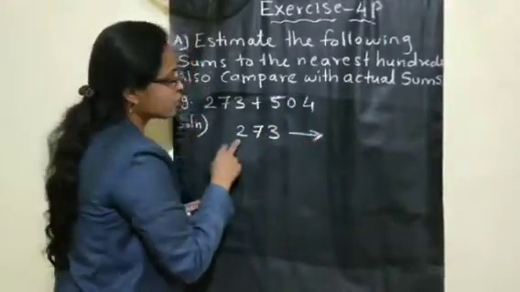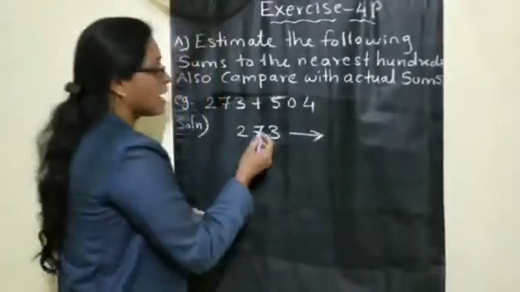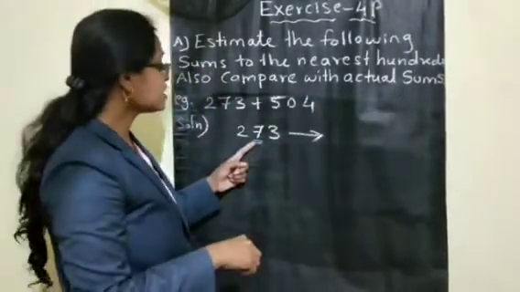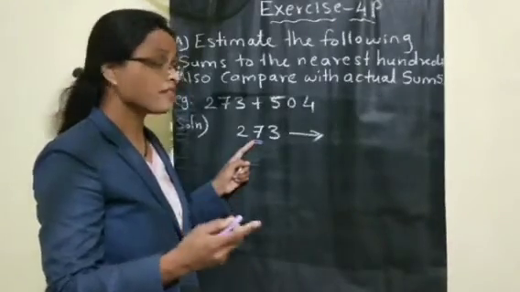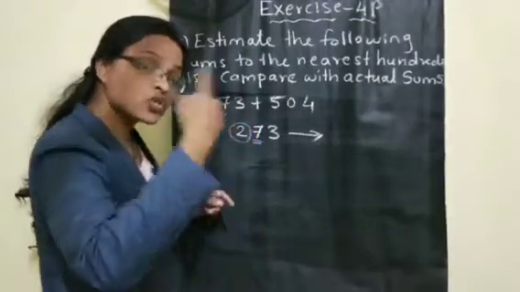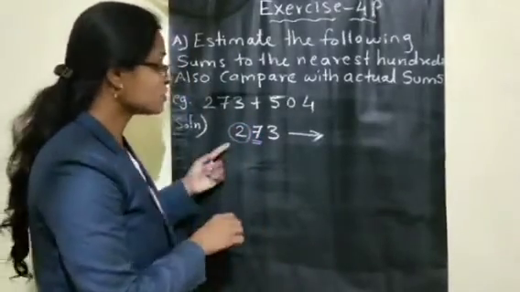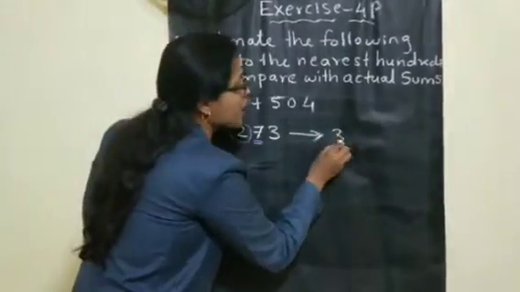273. We have to round off to the 100, means we have to observe the tens place. And then you decide. Now in the tens place, the number is 7. 7 means more than 5. Means automatically the 100 place number will change to the next number. 2 will change to 3. So this 200 will change to 300.